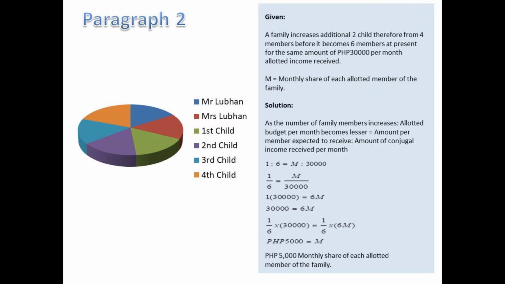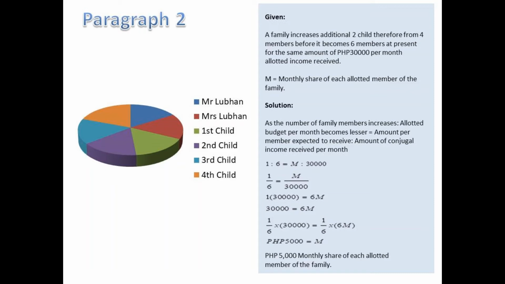Okay, in the second case in paragraph 2, given a family increases by an additional 2 children, therefore from 4 members before it becomes 6 members at present for the same amount of 30,000 pesos per month allotted income received. Again, M here represents the monthly share of each allotted member of the family. In the solution, as the number of family members increases, the allotted budget per month becomes lesser, and it is equal to the amount per member expected to receive over the amount of conjugal income received per month. So this can be interpreted in ratio and proportion form.